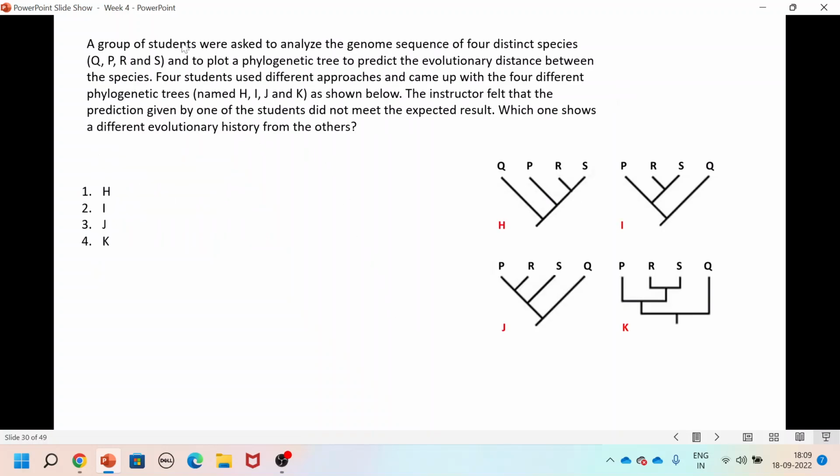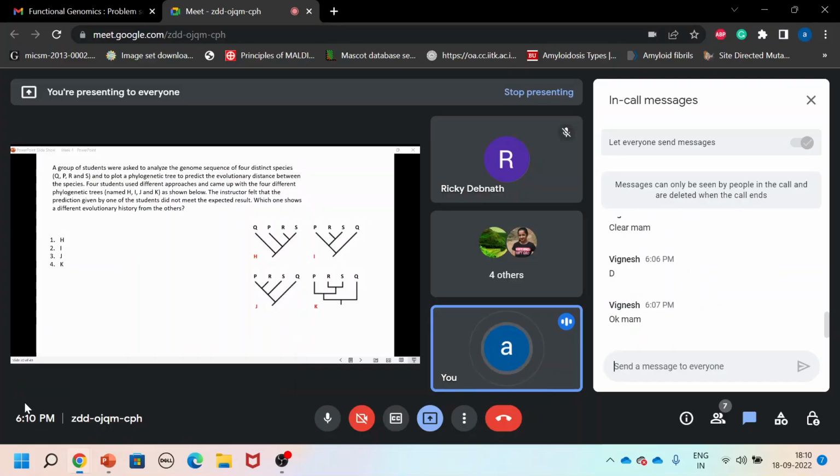The next question is, a group of students were asked to analyze the genome sequence of four distinct species, which are Q, P, R, S, and they are asked to plot a phylogenetic tree to predict the evolutionary distance between the species. Now, four students used different approaches and came up with four different phylogenetic trees, which are named H, I, J, and K. The instructor felt that the prediction given by one of the students did not meet the expected result. So, which one shows a different evolutionary history from the others? Does anyone would like to answer this?